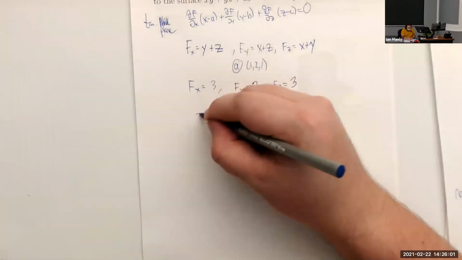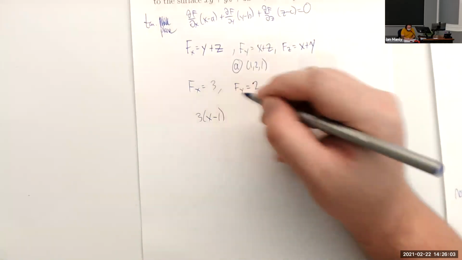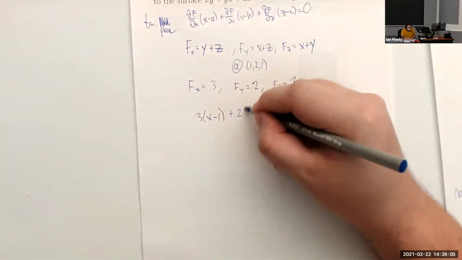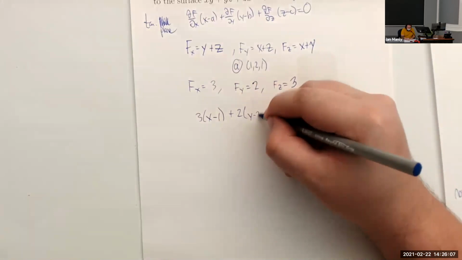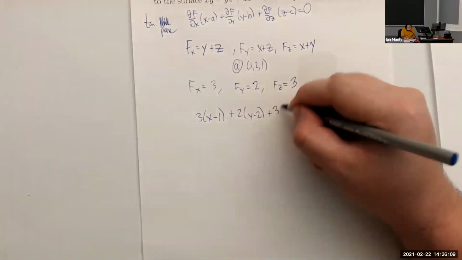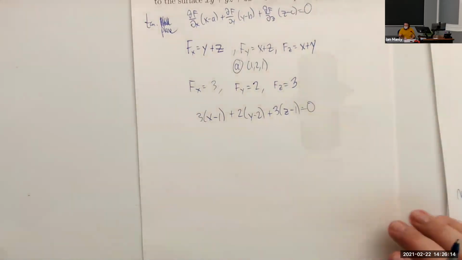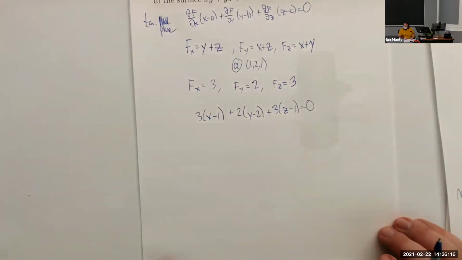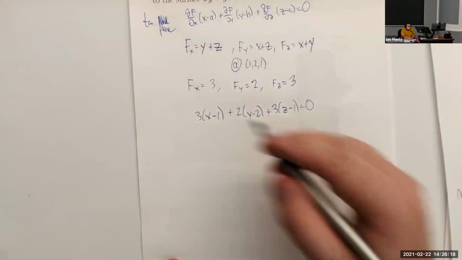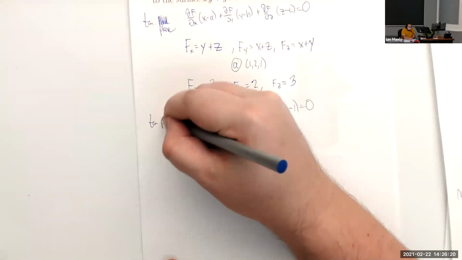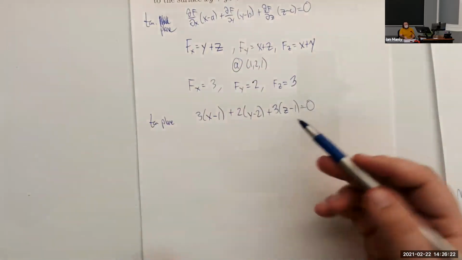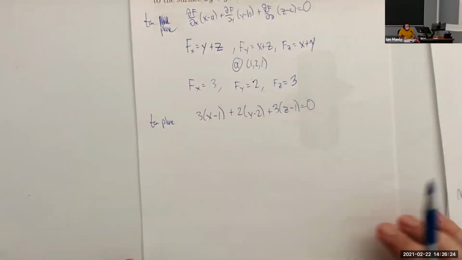All right. So we have 3(x minus 1), 2(y minus 2), and then 3(z minus 1) gives us 0. All right. So there we go. So there's our tangent plane. And if we want, we could solve this once again for z and get what that is.